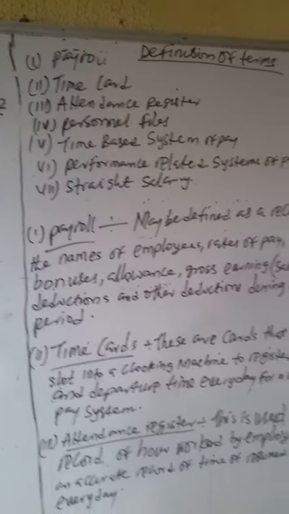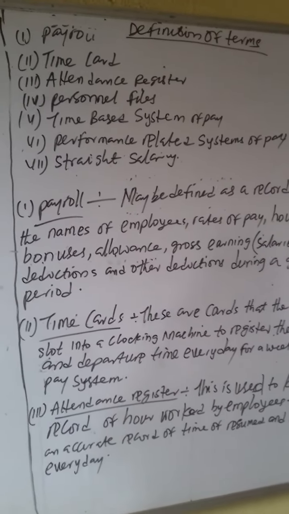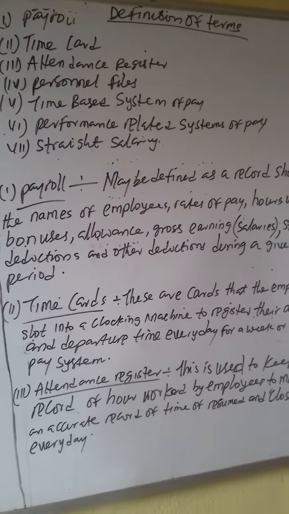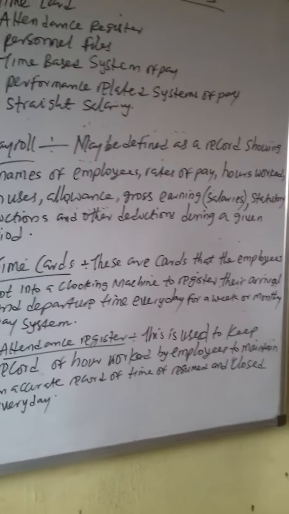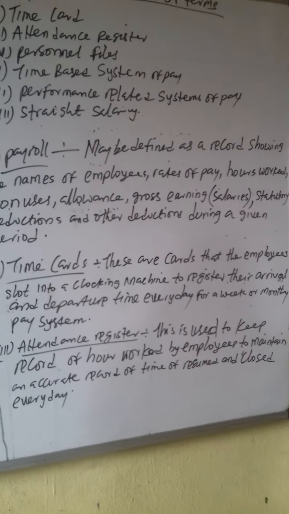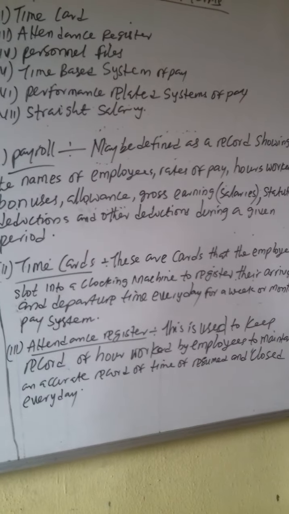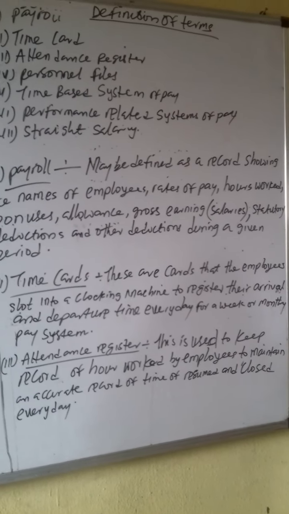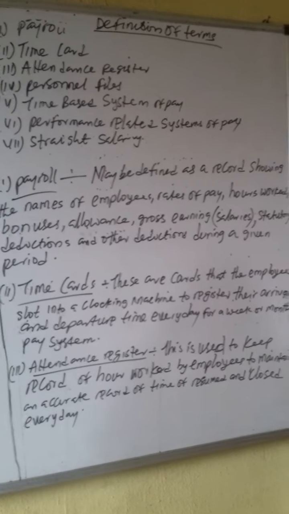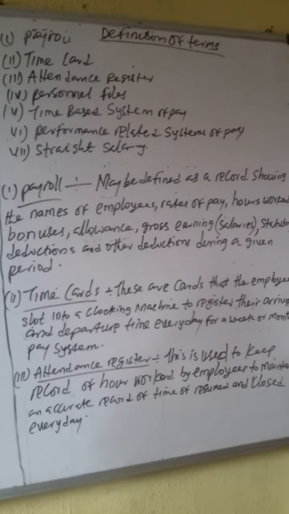All right. We have the following terms to define. We have payroll to look at: time card, attendance register, personnel files, time-based system of pay, performance-rated system of pay, and straight salary. When we say payroll, it can be defined as a method of recording, showing the names of employees, the rate of pay, bonus, hours worked, allowances, gross earnings or salaries, statutory and other deductions during a given period, most times a month.